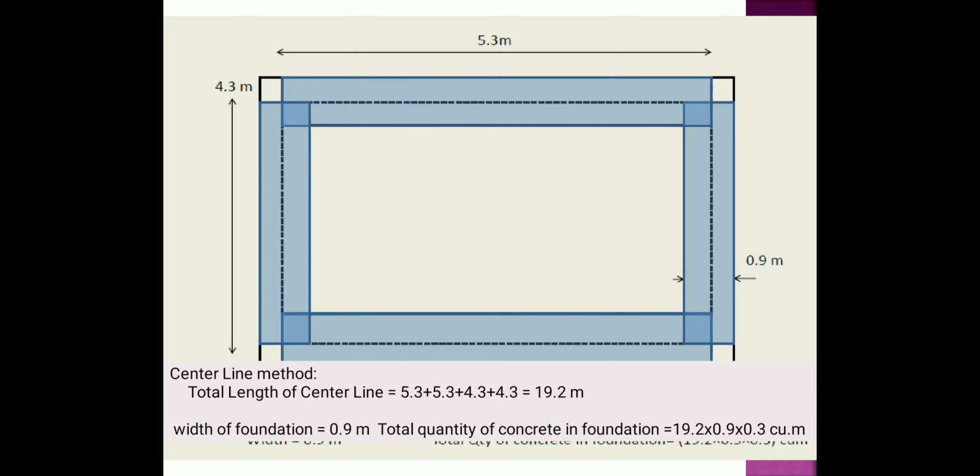By centerline method, the total length of the center line is equal to 5.3 plus 5.3 on both sides and plus 4.3 plus 4.3 on both sides, that is equal to 19.2. The width of foundation is 0.9. Therefore, the total quantity of concrete in foundation is 19.2 into 0.9 into 0.3. So this is how we calculate the total quantity of concrete in foundation by centerline method.